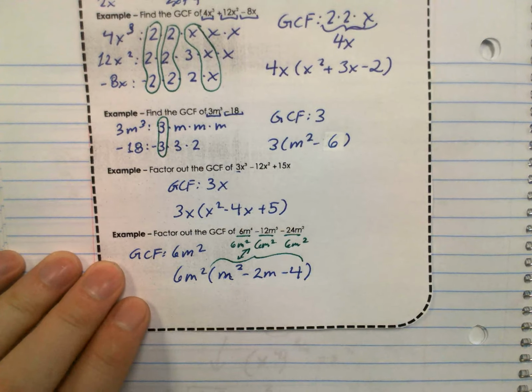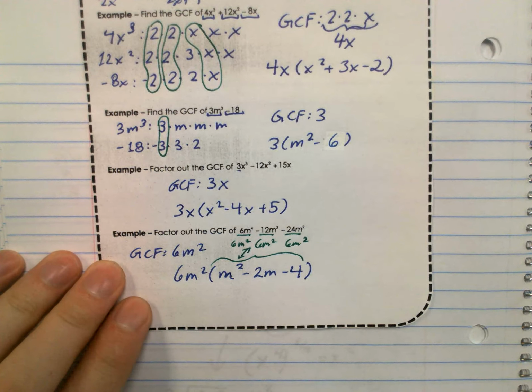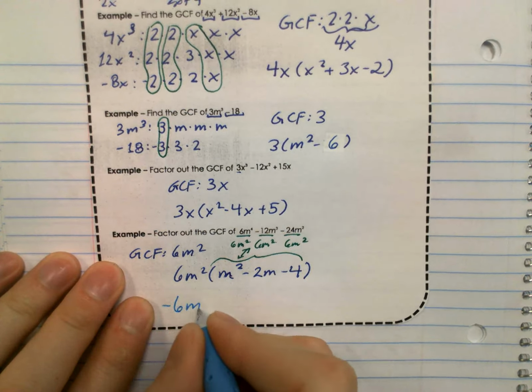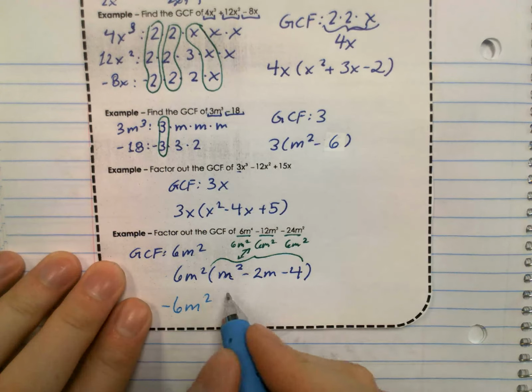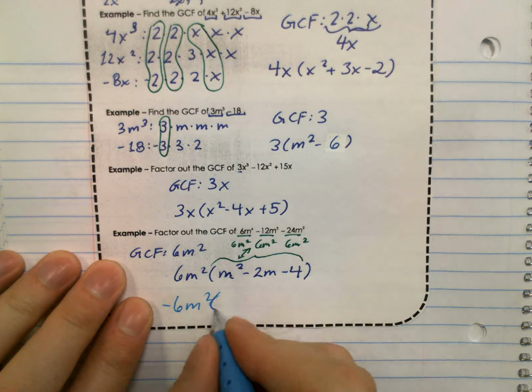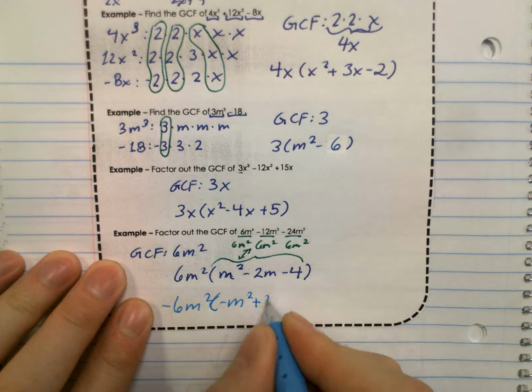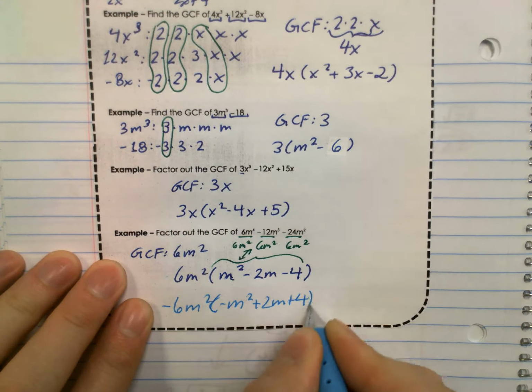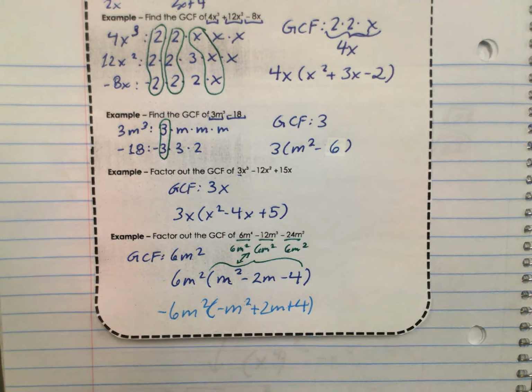Now, if you chose to pull the negative out with this, this is what would happen to this problem. Meaning you put the negative here. Well, all the signs inside are going to flip. And that's it.